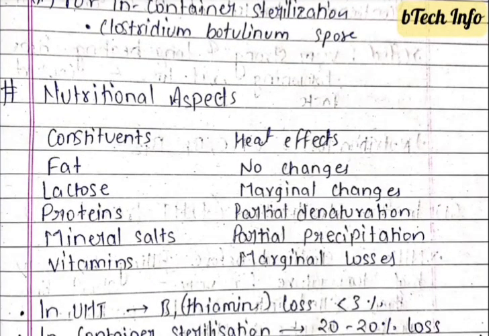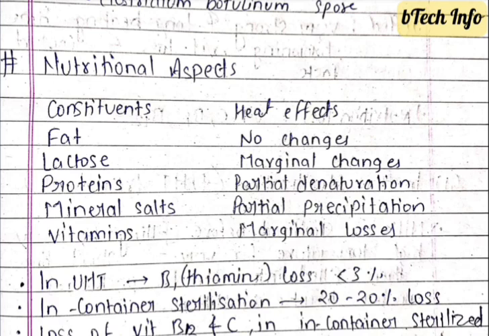Nutritive aspects. During sterilization, what are the effects caused on the various constituents of the milk? Fat: there is no change in the fat. Lactose: marginal changes. Protein: partial denaturation. Mineral salts: partial precipitation. Vitamins: marginal losses.